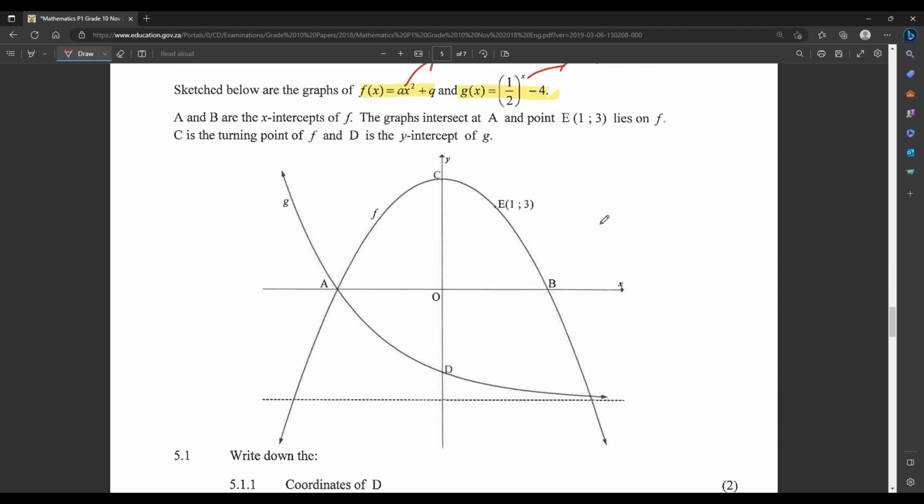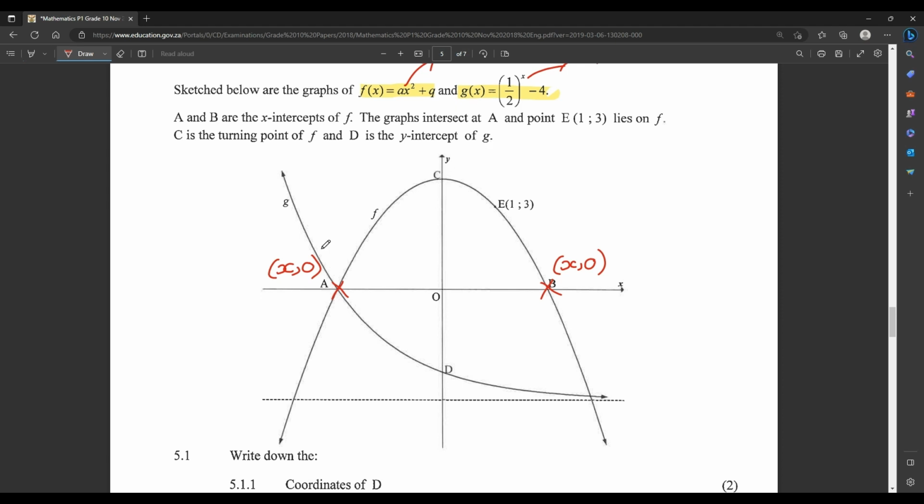So we can see f of x is this unhappy face going there. That's the shape for f of x, and g of x is this exponential function dropping off here. A and B are the x-intercepts of f, so we can see this parabola crosses the x-axis here. What we know straight away is we don't know what the x value is, but we do know that the y value when it touches the x-axis is 0. The same at A. So we've got some x value that we don't know, and the y value will be 0.